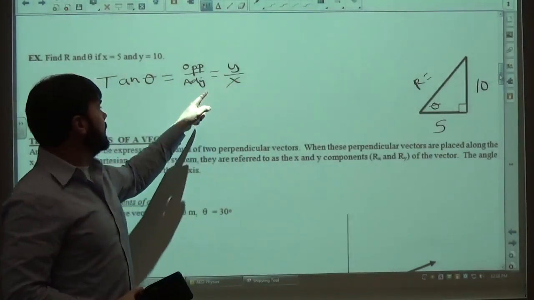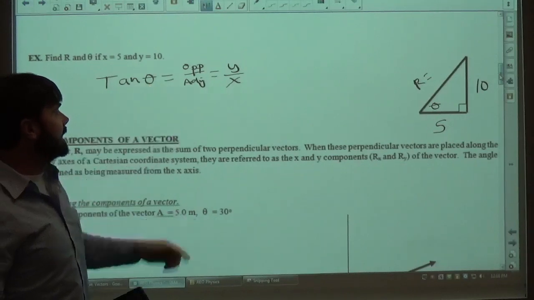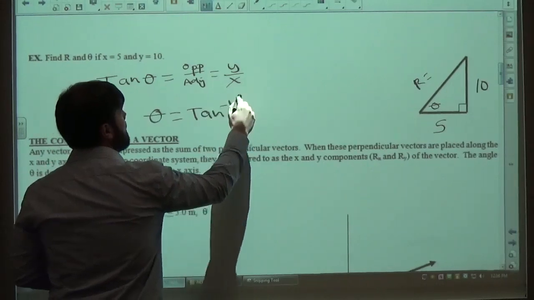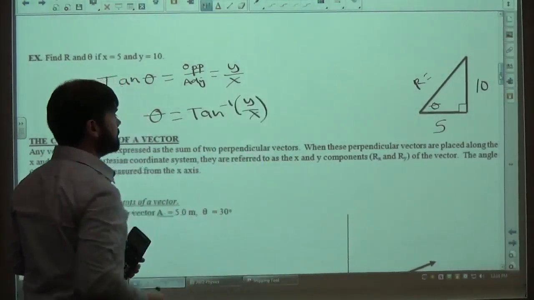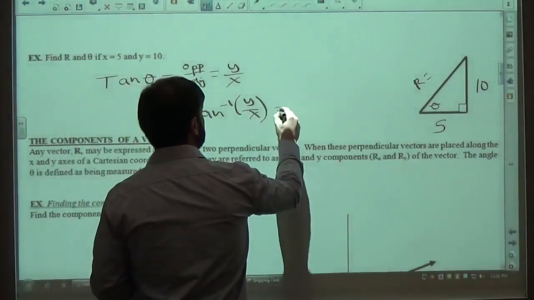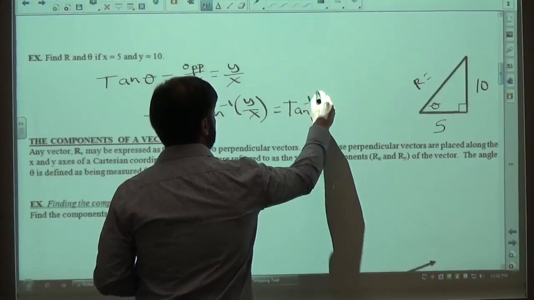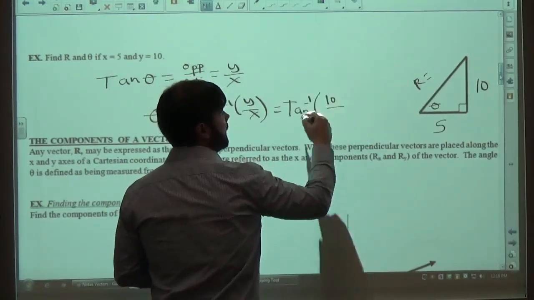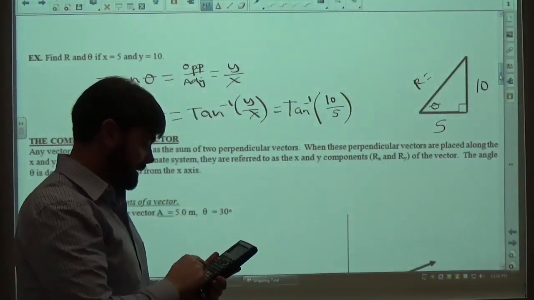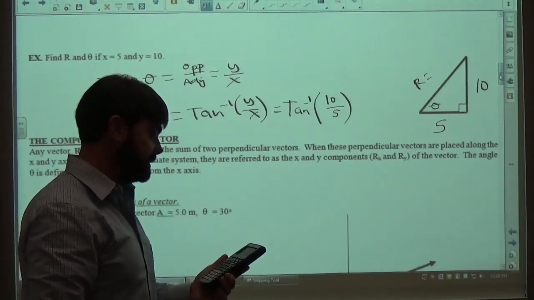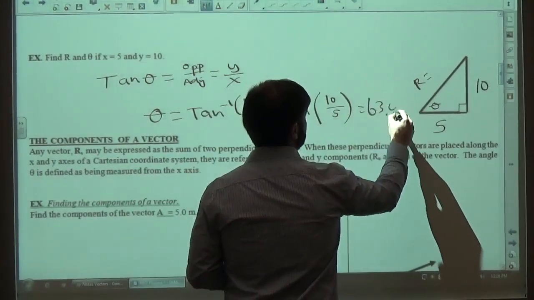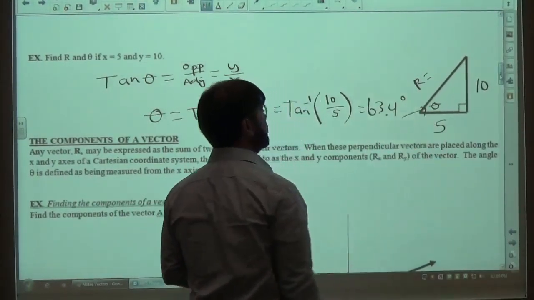If these two are known, and the one that we're trying to find out is theta, I can just do the inverse tangent of y over x in order to figure out theta. And that's what I'm going to do to figure this portion of it out. So I'm going to do the inverse tangent of my y, which is 10, over my x of 5. So I'm really doing the inverse tangent of 2. So I do inverse tangent of 2, and this gives me about 63.4 degrees, which will be your value for theta.